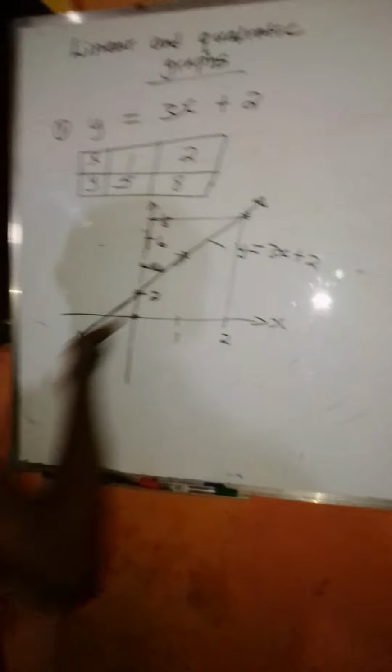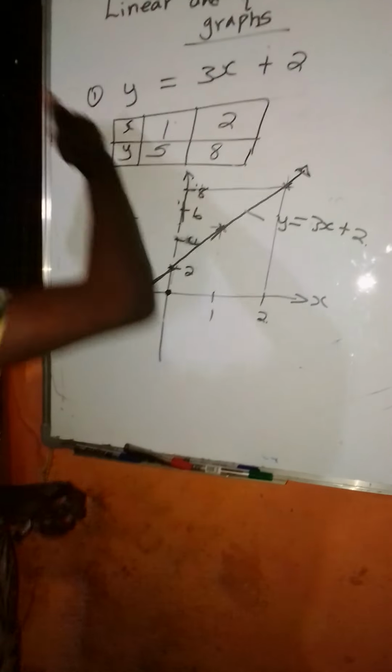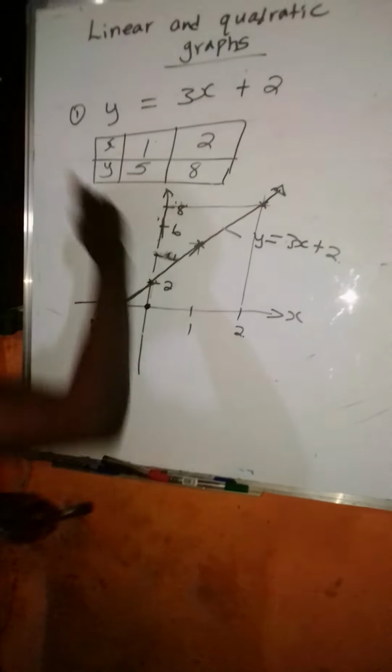Now, if we move forward to plot the falling line, I told you the rising line goes this way and the falling line will take the shape of this direction.